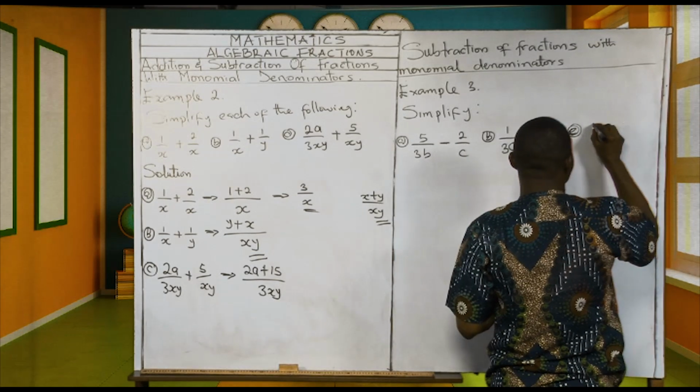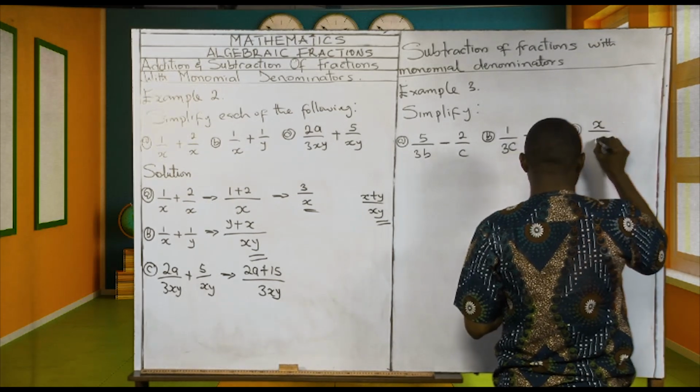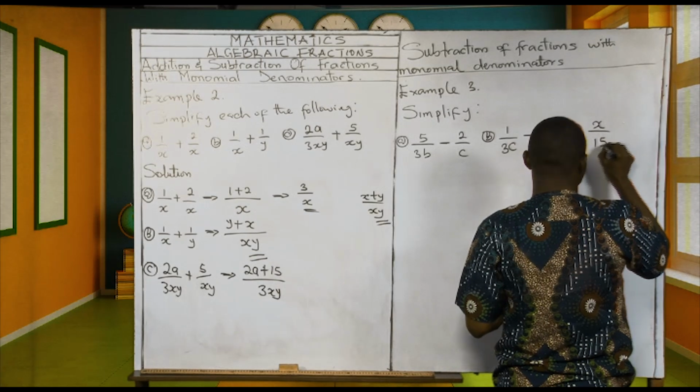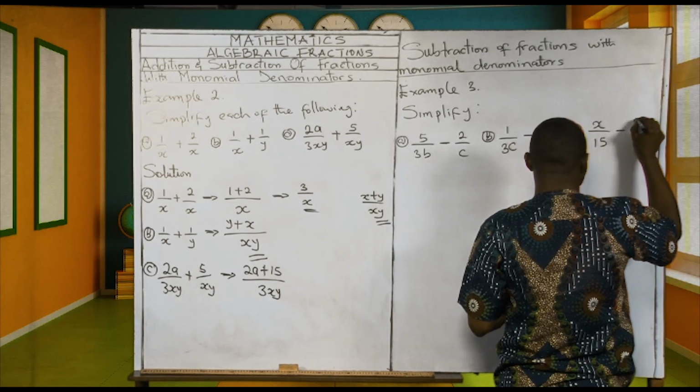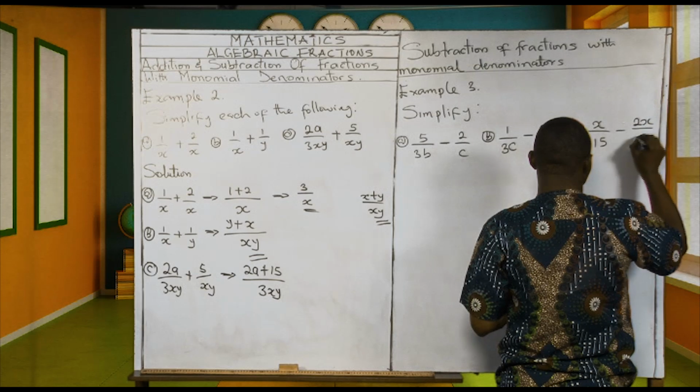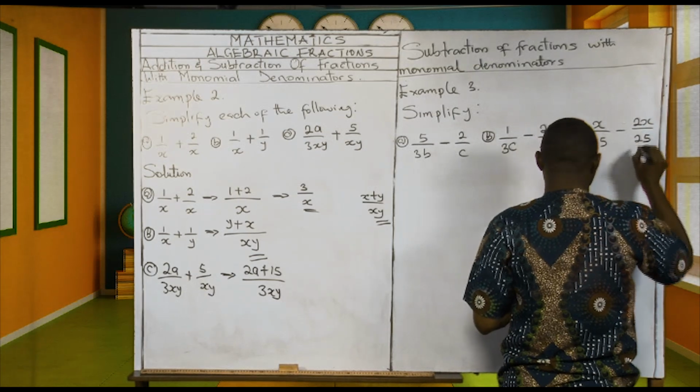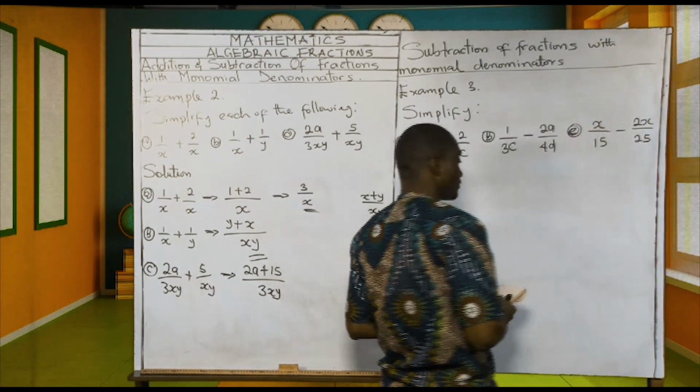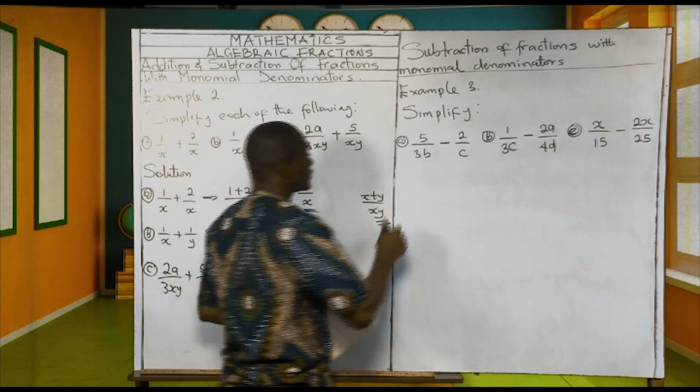C, we have x over 15 minus 2x over 25. Solution.